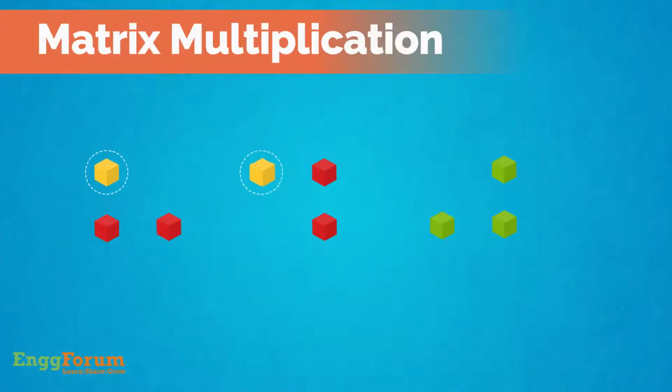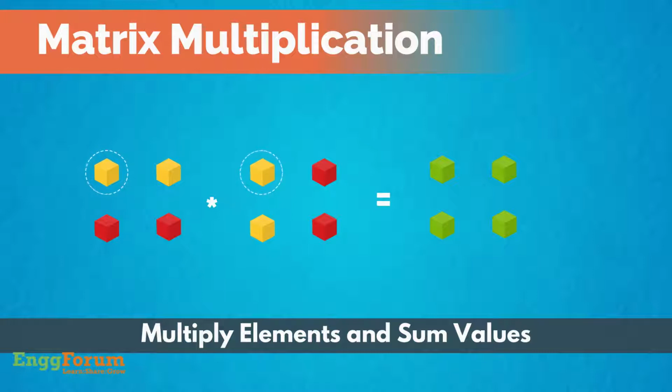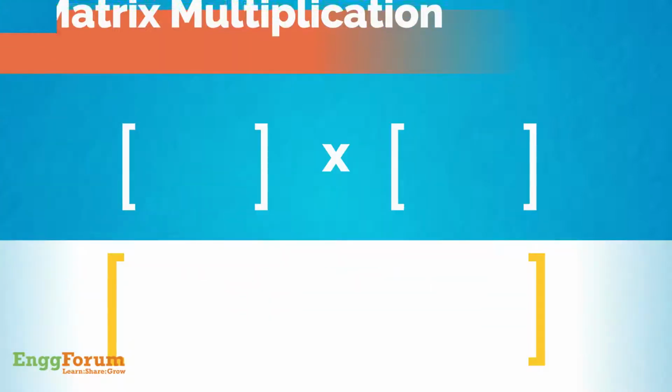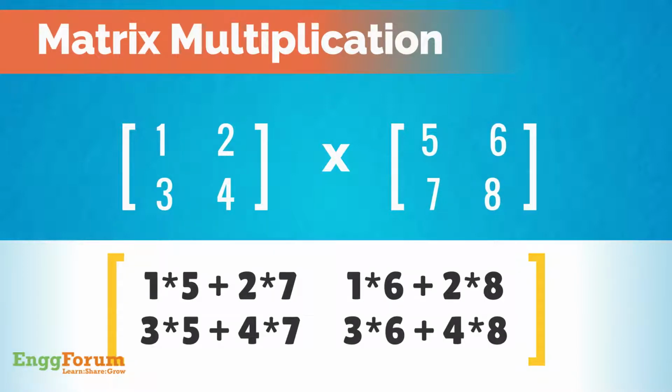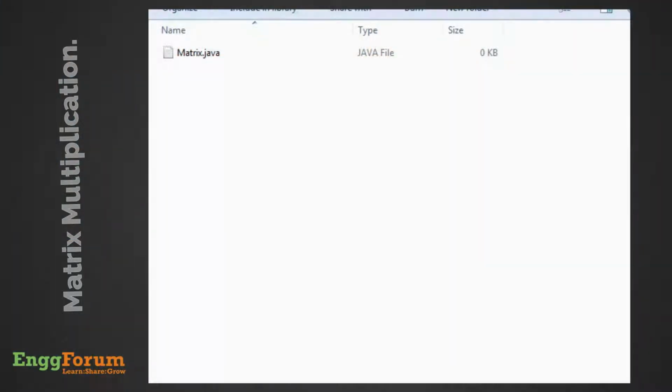Now, the steps to perform matrix multiplication are: multiply the elements of each row of the first matrix by the elements of each column in the second matrix. Add the product results and place the value in the output matrix. Repeat the steps for other rows and columns. The result matrix will have the same number of rows as the first matrix and the same number of columns as the second matrix. Now, let's apply the same logic in our example Java program.